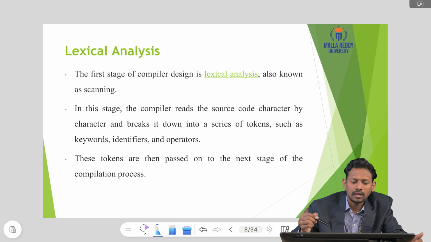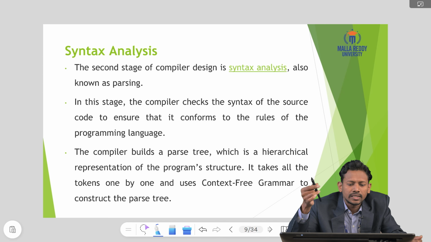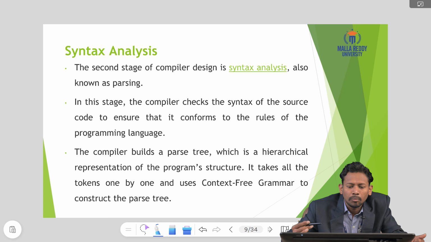The next phase is the syntax analysis phase. The second stage of the compiler is syntax analysis. In this stage, the compiler checks the syntax of the source code to ensure that the rules of the programming language are followed. The purpose of syntax analysis is to construct parse trees, which are the hierarchical representation of the program structure.